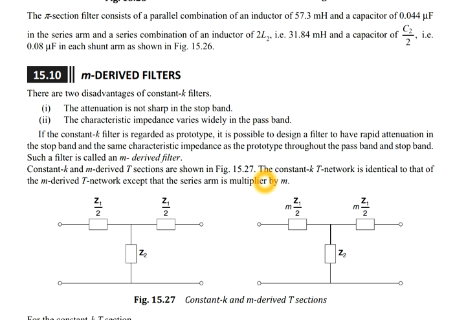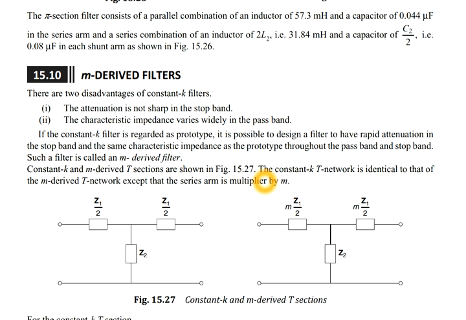So first of all, there are two disadvantages of constant K filters. The attenuation is not sharp in the stop band, and the characteristic impedance varies widely in the pass band. If you have observed the characteristics of the constant K filters, the attenuation was not sharp. That means it changes slowly while the frequency is changing, but for some applications it might be required that attenuation change in a sharp manner, in a short manner. Okay, that means we are not getting the ideal filter nature.